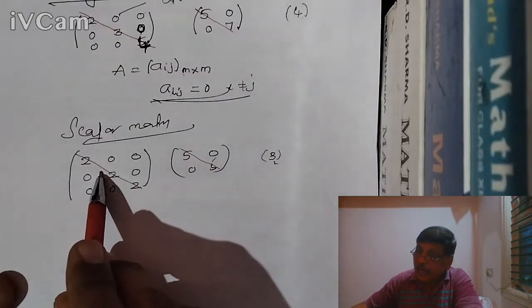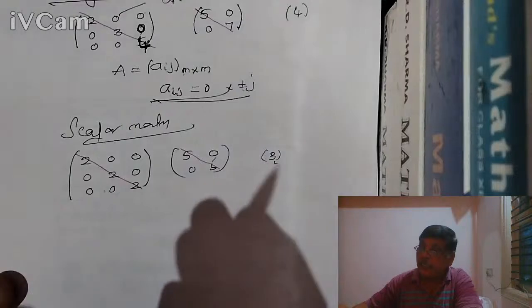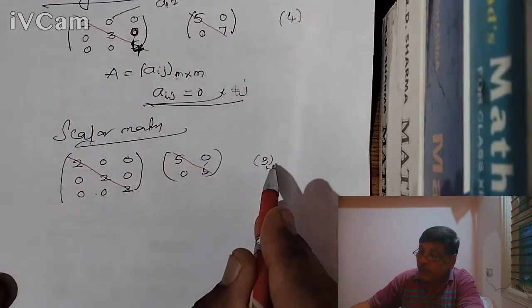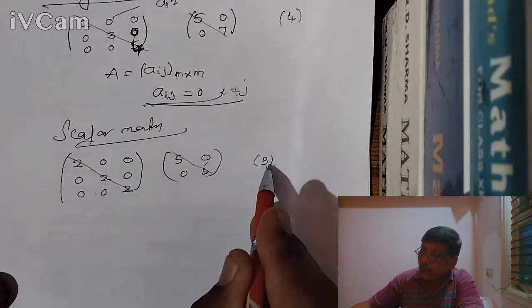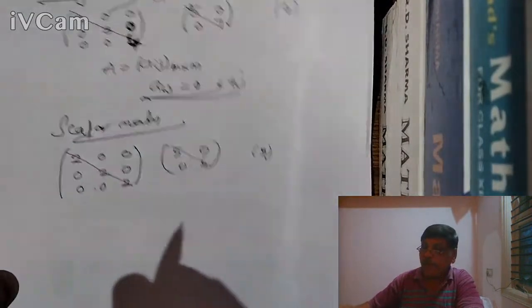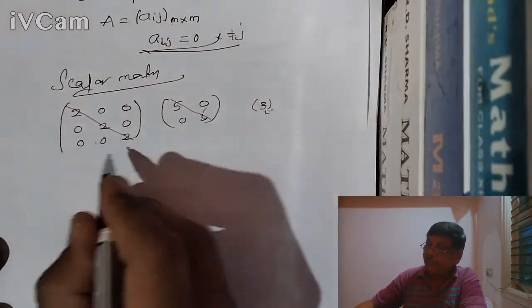If diagonal elements are equal, that is the definition of a scalar matrix. This is an example of a scalar matrix, because we have only one element along the diagonal, hence it is also considered a scalar matrix. Okay, so now we define the general definition.